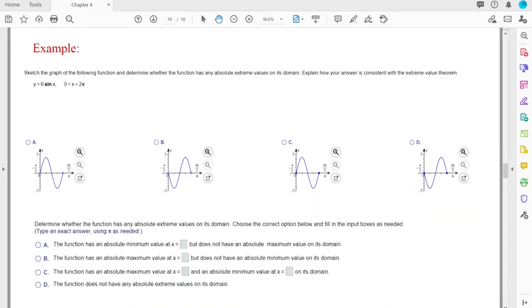Now determine whether the function has any absolute extreme values on its domain. Look at the graph. This is the right answer, and as you can see, this is the absolute maximum, and this is the absolute minimum value. So that is possible. One of the options to choose is where both absolute maximum and minimum are possible. The function has an absolute maximum at x equals pi over 2, and the function has an absolute minimum at x equals 3 pi over 2.